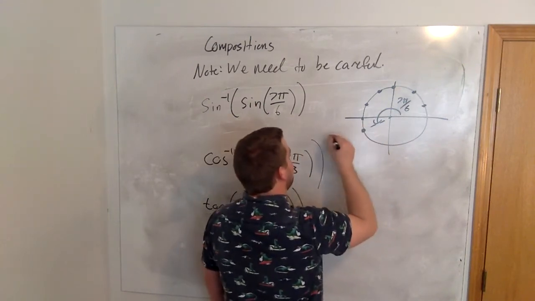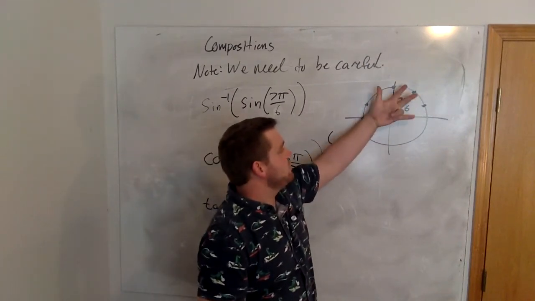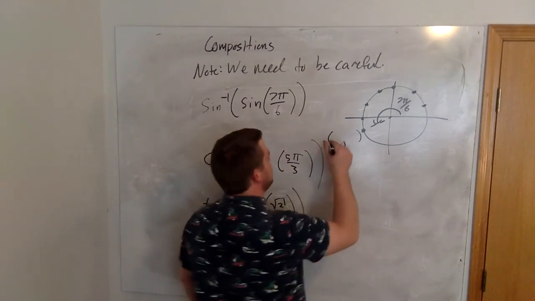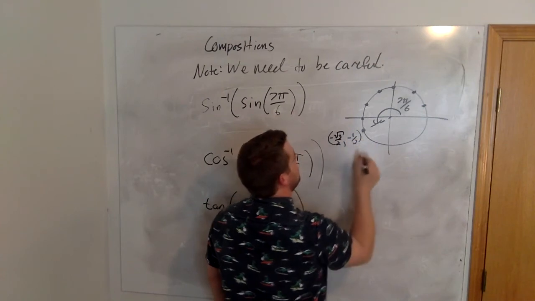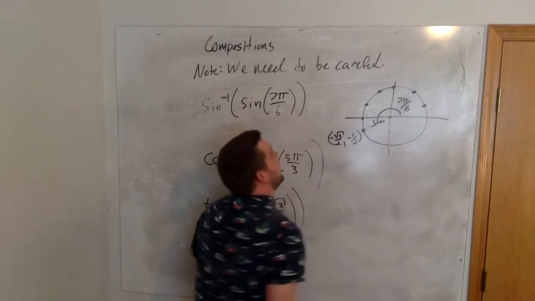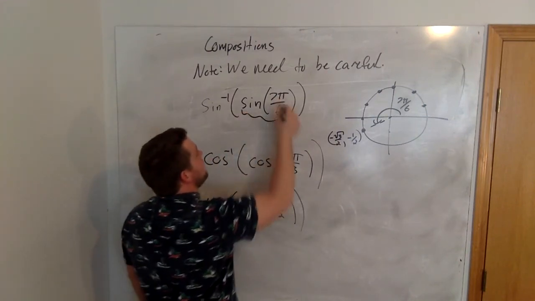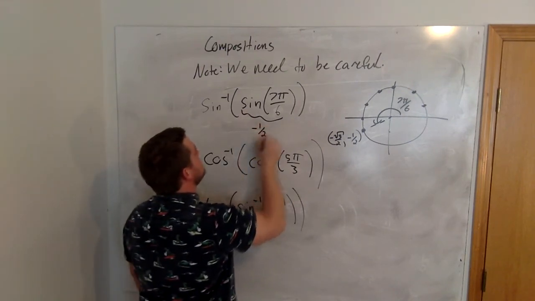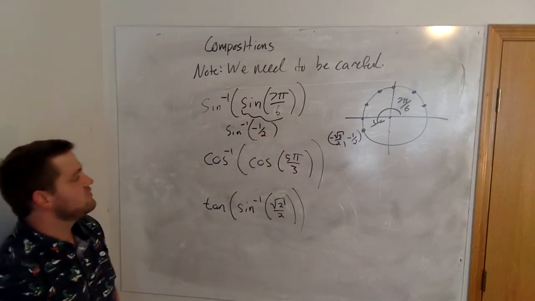Let's think about what the x and y coordinates are here. Well, they both have to be negative, and the x coordinate is root 3 over 2 and the y coordinate is 1/2, except they'll both be negative over here. So this will be negative root 3 over 2, and this will be negative 1/2. So what is sine of 7 pi over 6 going to spit out? That's going to spit out negative 1/2. And now we want to know, what is sine inverse of negative 1/2?